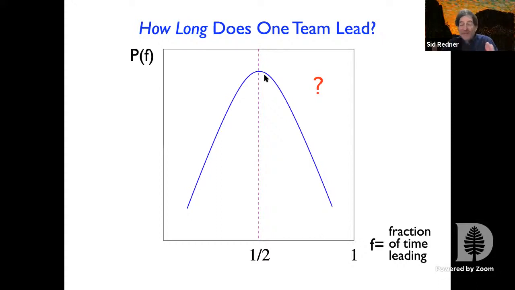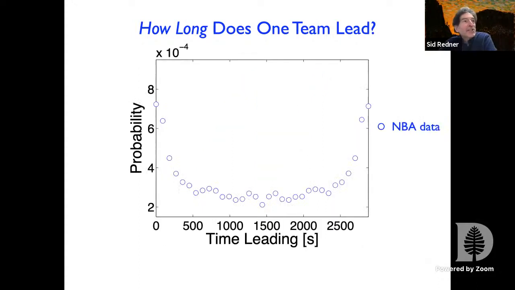If I could see the audience, I'd even ask for people's opinion. But since I can't, I'm just going to go to the punchline and tell you what the data shows, because the data shows something completely different. Instead of a peak near 50-50 lead time, there's a peak when one team or the other team is leading all the time, and there's a minimum at 50% of the time leading.